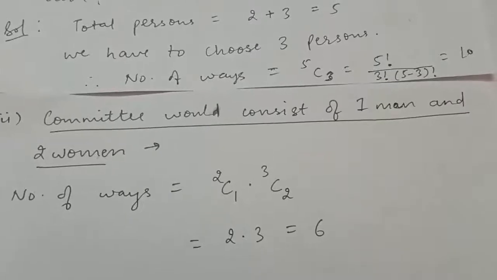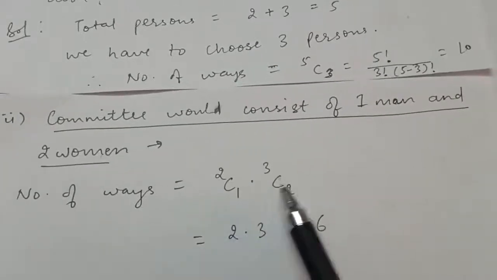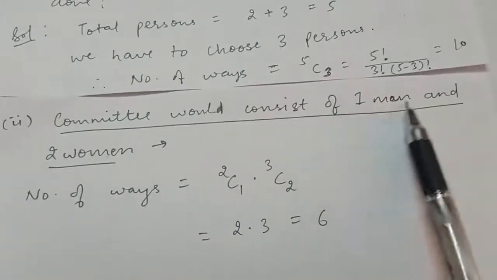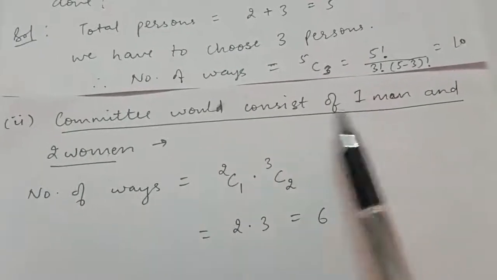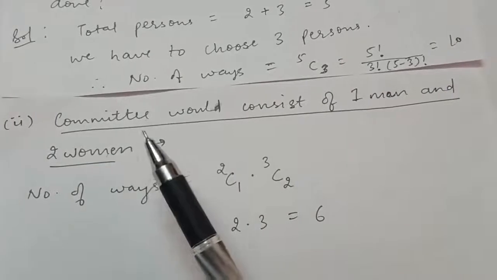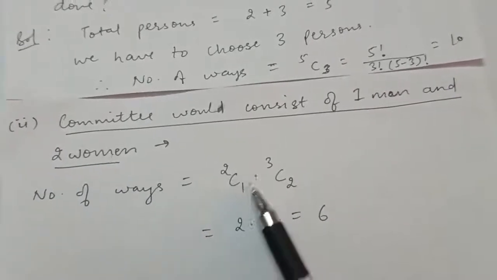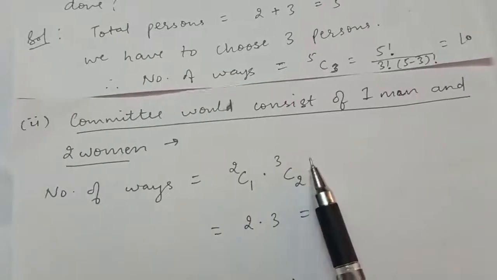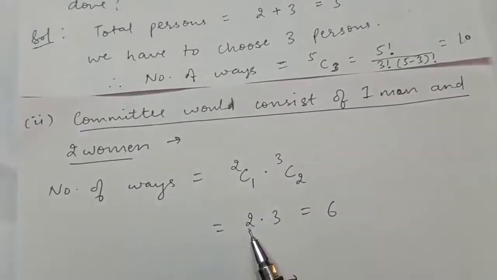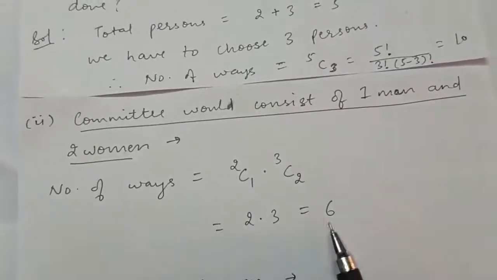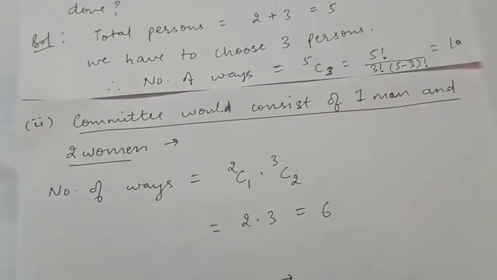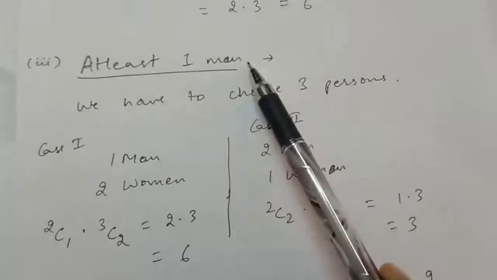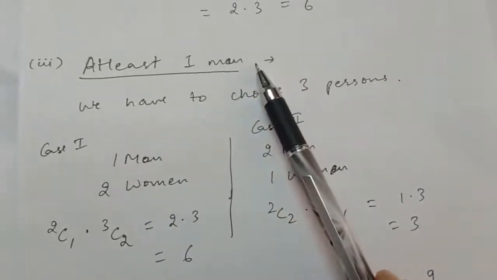Now see why we have multiplied these two, because choosing 1 man is the first event and choosing 2 women is the second event. So first event into second event according to the fundamental principle of counting, right? Therefore you will get the answer as 2 into 3, 6. Clear? Now the third case is that at least one man should be chosen for the committee, right?